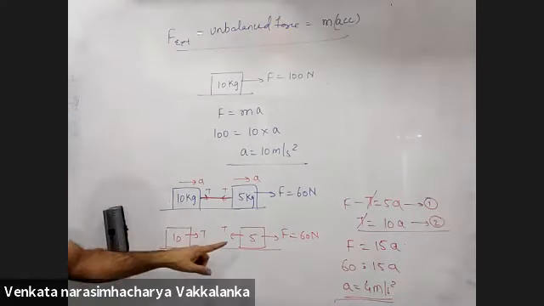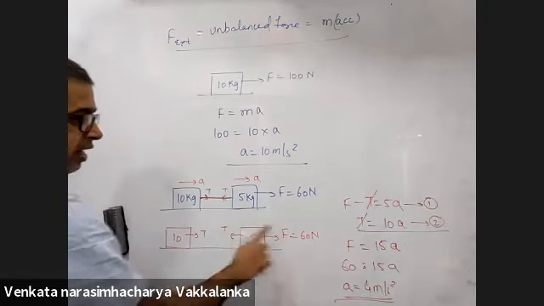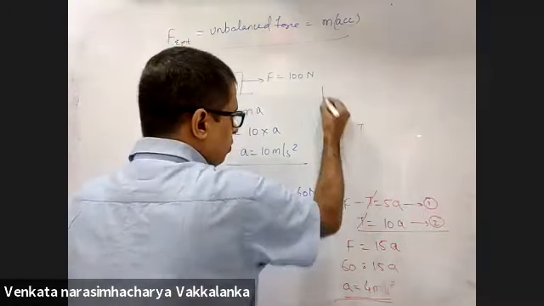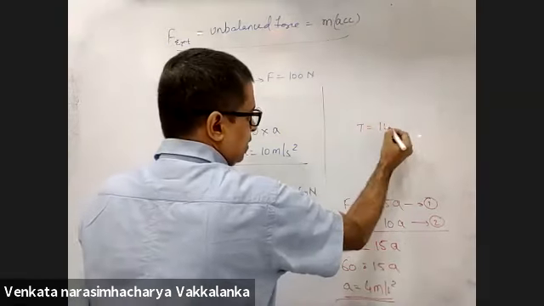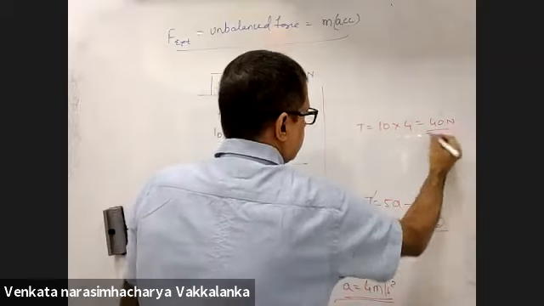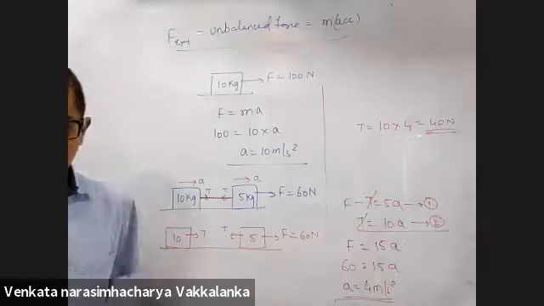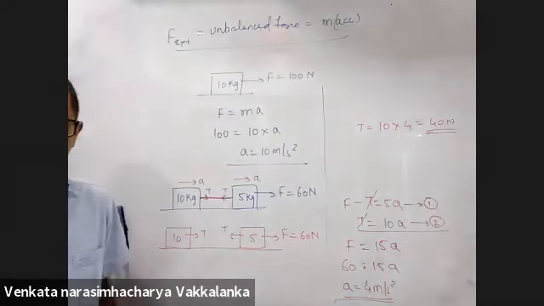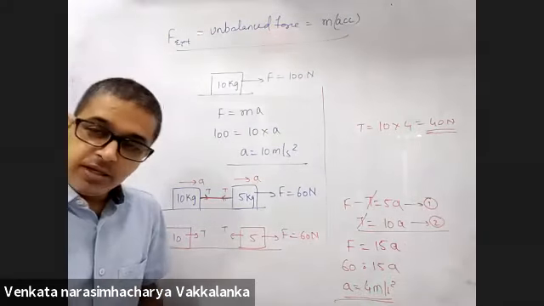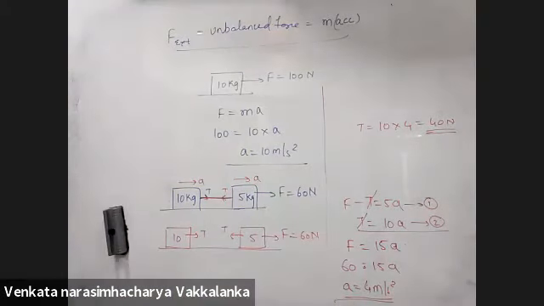Now, once I get the acceleration, can I calculate the tension? T will be 10 into 4, 40 Newton. Put the A here, you get the value of tension. 40 Newton. Is this clear? Take it down till here.